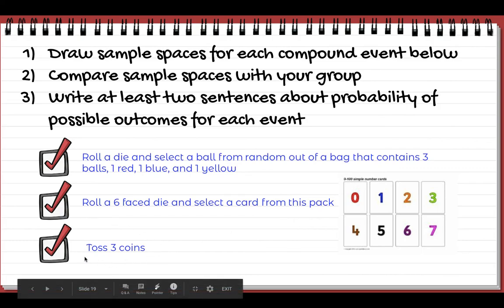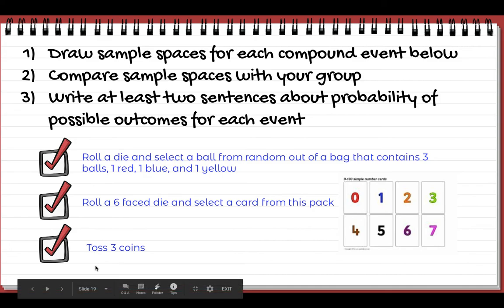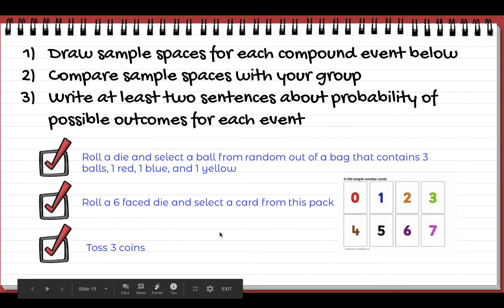And the last event, we haven't looked at what happens yet when dealing with 3 things. So what happens if you toss 3 coins at the same time? How might you end up drawing and writing that sample space? I'll let you play around and experiment with that, and I'll be checking in on how you're getting on. Thank you.